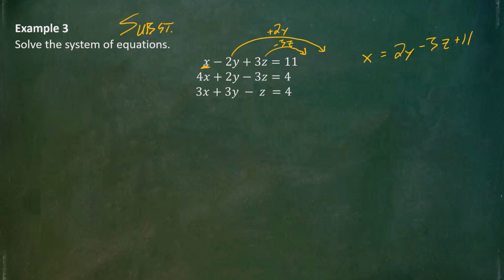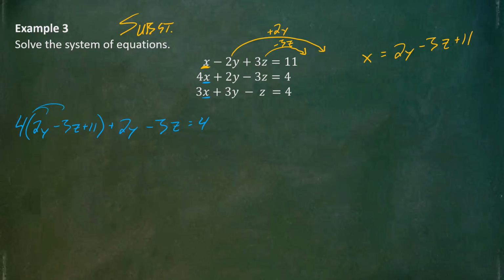So now what I'm going to do is take that expression that I know x is equivalent to, identify the other x's I have in the other equations, which are those 2 that I just underlined, and substitute in and simplify. If I do the first one, it would be 4 times what we just found, 2y minus 3z plus 11. Then I have all the other terms, plus 2y minus 3z equaling 4. And then try to simplify.